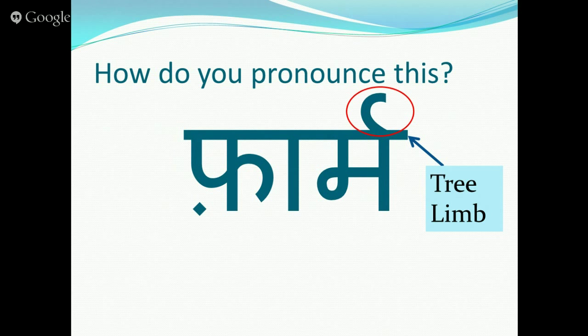Now, one thing to note here is that when the ra is coming first, we're reading top to bottom. So it goes fa, and then we have the ra on the top, followed by the ma with no a in between. Farm.